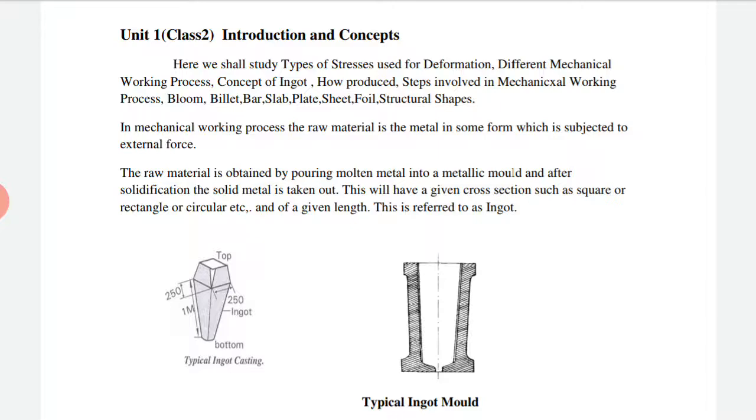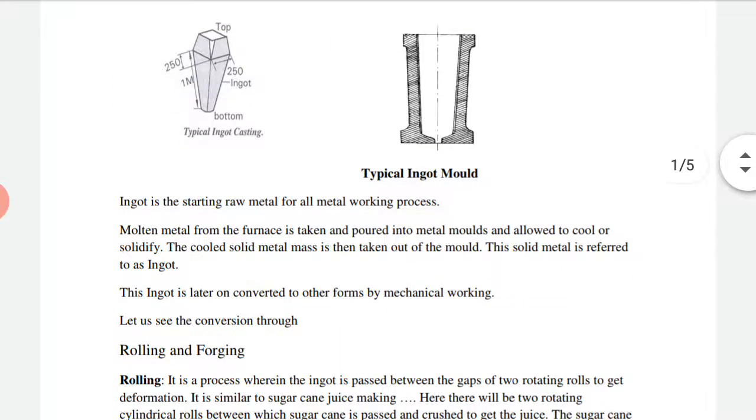The raw material is obtained by pouring molten metal into a metallic mold, and after solidification the solid metal is taken out. This will have a given cross section such as square or rectangle or circular, and of a given length. This is referred to as ingot. Ingot is the starting raw material for all metalworking processes.